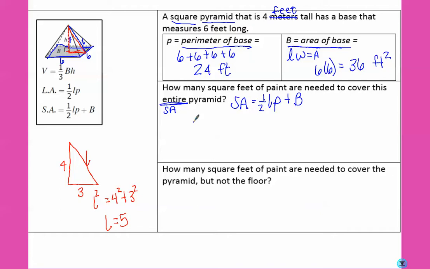So we know that our surface area will equal 1/2 times 5 times our perimeter plus the area of our base, which was 36. And type that all in our calculator, we get that our surface area is 96 feet squared.